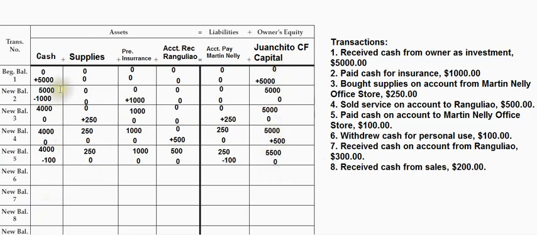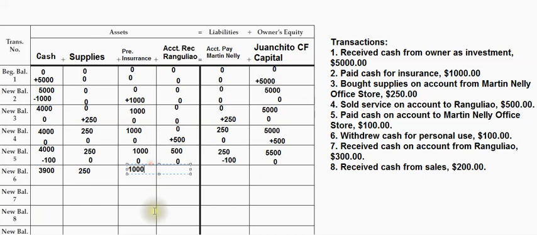Very good. And now I'm going to calculate my new balance. 4,000 minus 100 is $3,900. New balance for supply, again, it is the same. $1,000, doesn't change.